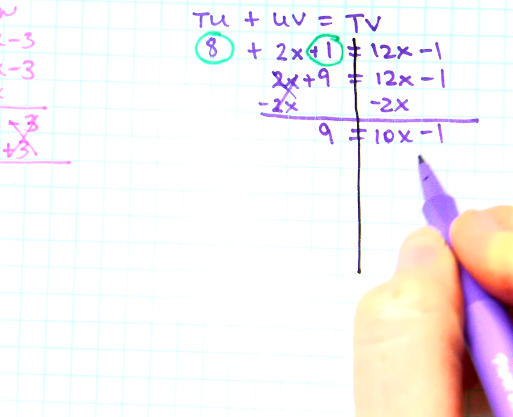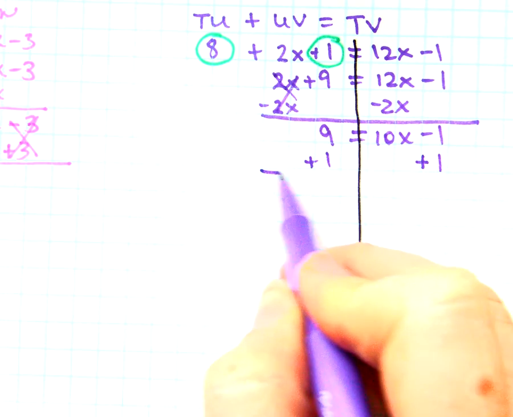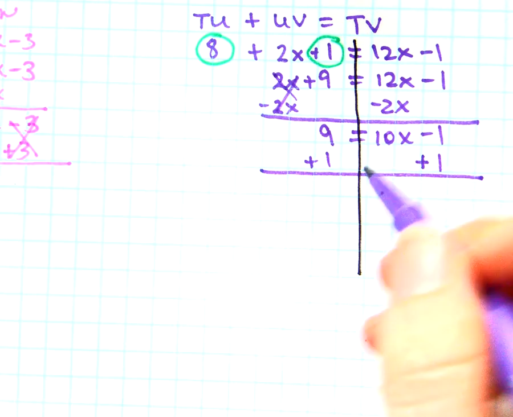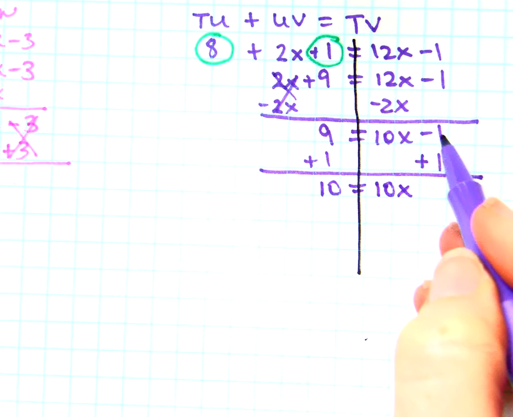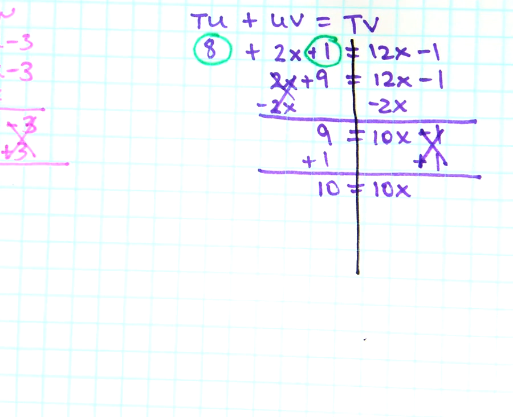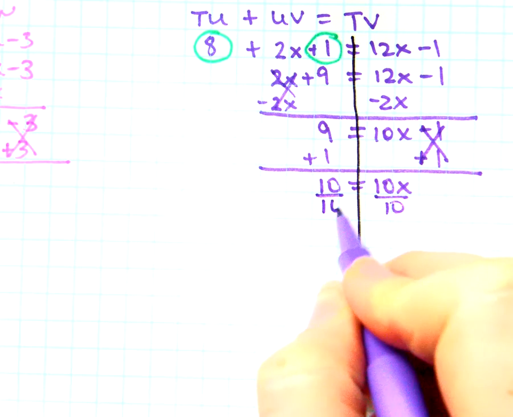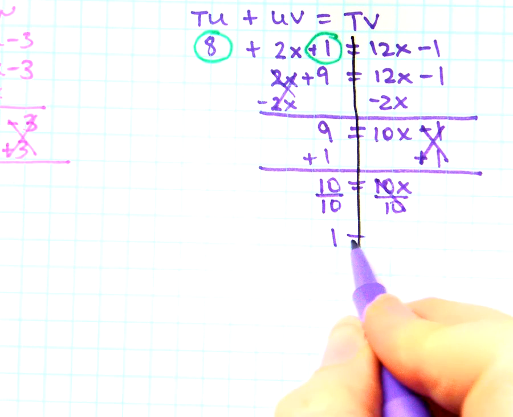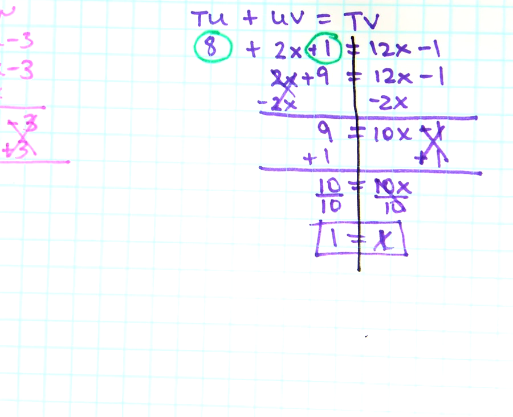So I'm actually going to move this negative 1 over by adding 1 to both sides of the equal sign. 9 plus 1 is 10. Bring down the 10x. Negative 1 and positive 1, that's 0 exactly like I want it to be. And then divide by 10, divide by 10, and I get 1 equals 1x, or just x, just like that.